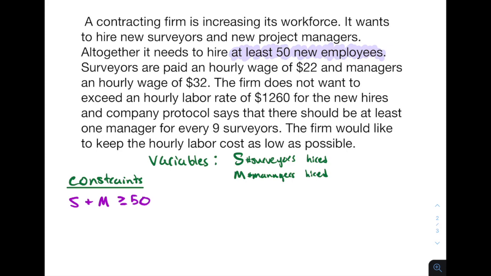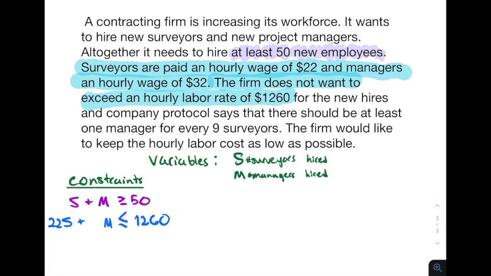We also see that the firm does not want to exceed an hourly labor rate of $1,260 and that surveyors are paid an hourly wage of $22 and managers an hourly wage of $32. Whatever our hourly labor rate is, it should be less than or equal to $1,260. For every new surveyor hired, that surveyor will contribute $22 towards the hourly labor rate, and every new manager will contribute $32.